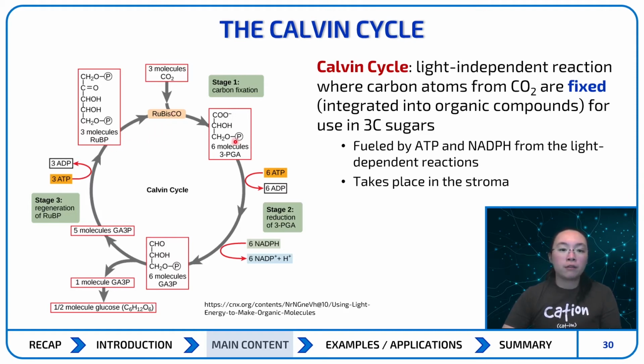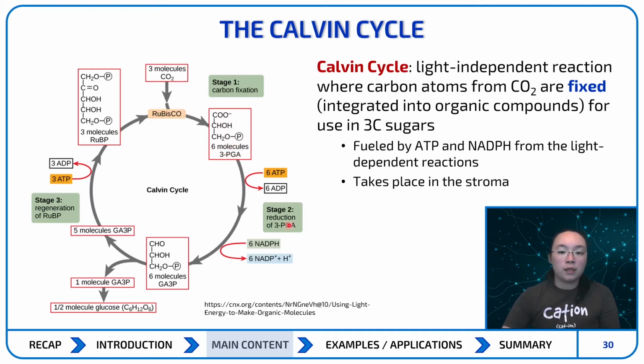formation of 3 PGA molecules, which has 3 carbons and 1 phosphate. So if you have 3 of each, you end up with 6 because each of them make 2. So carbon is now fixed from an inorganic form to an organic molecule.